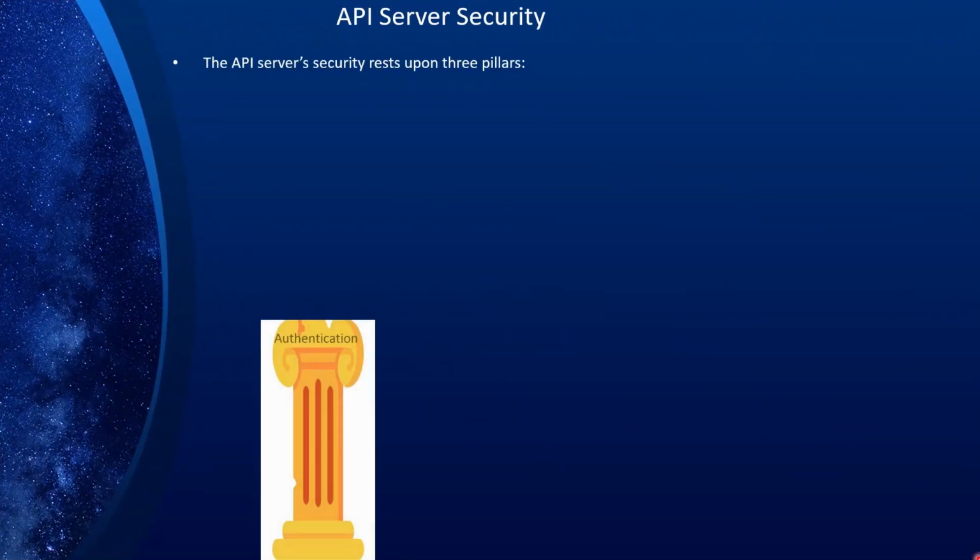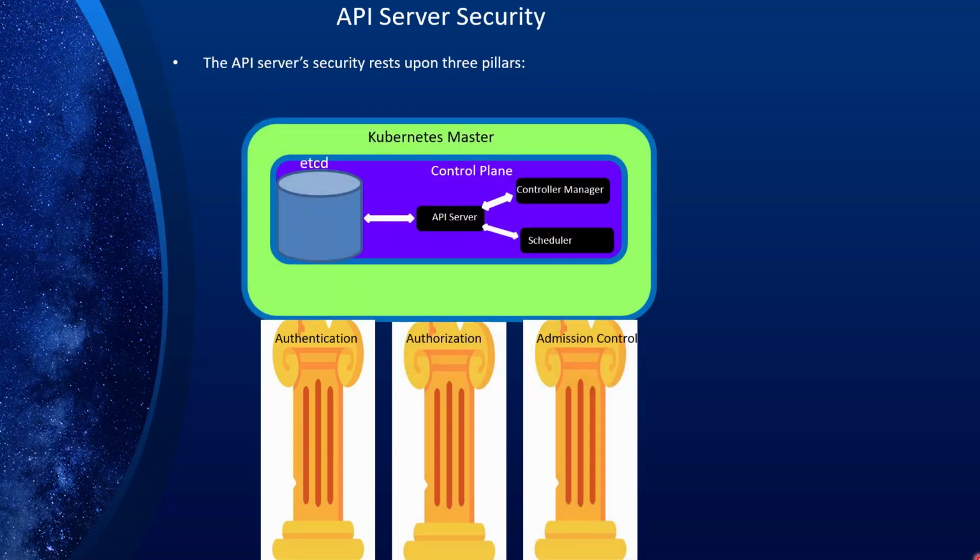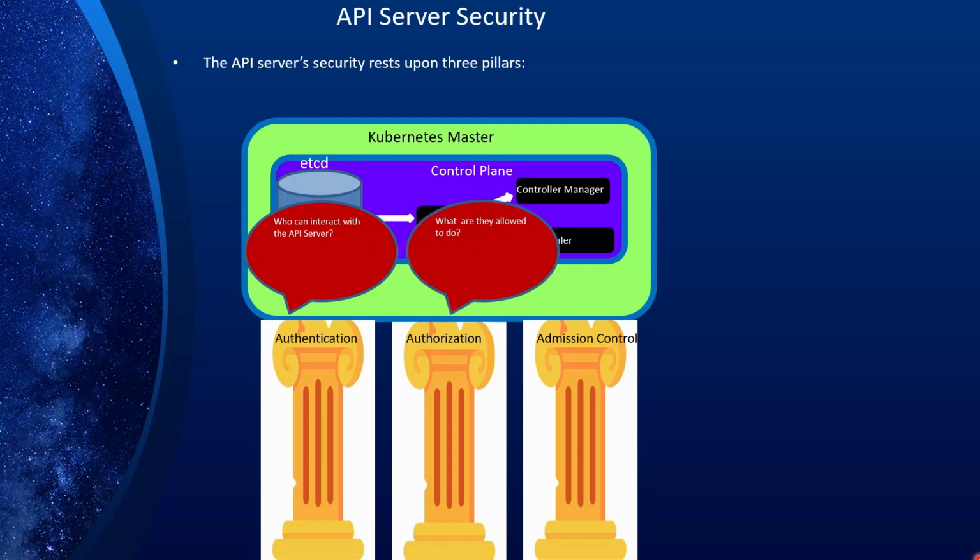API server security rests upon three pillars: authentication, authorization, and admission control. Authentication means who can interact with the API server. Authorization means what they are allowed to do. Admission control means whether the object being persisted breaks any policy rules. So if you're deploying an object such as a pod, is there any policy attached to that pod creation? And if so, is that policy being violated or not?